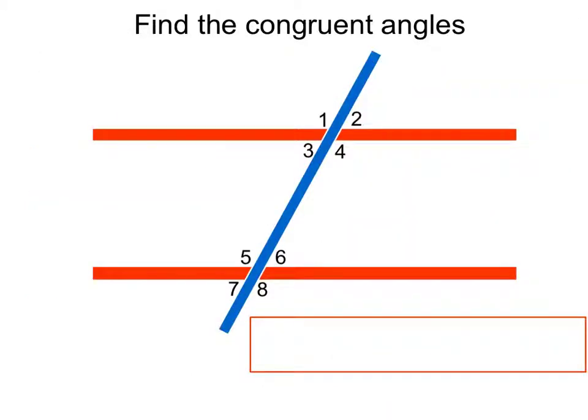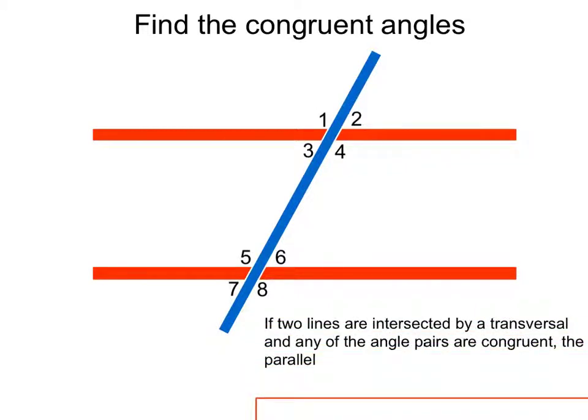In this slide, with parallel lines and a transversal, we can find congruent angles. Now, if two lines are intersected by a transversal, which is this blue line right here, and any of the angle pairs are congruent, the lines are parallel. We can use that to help us find congruent angles. So if you know that the lines are parallel, then pairs of angles are congruent.